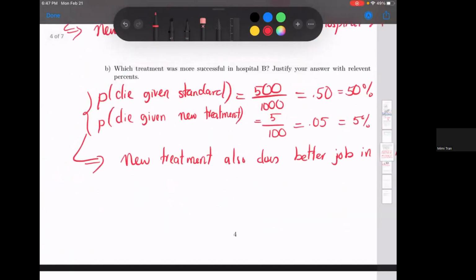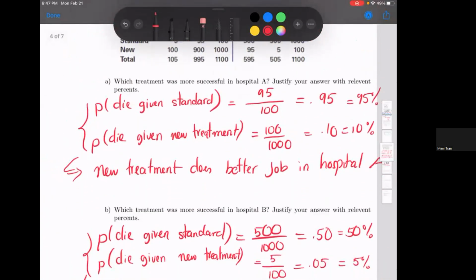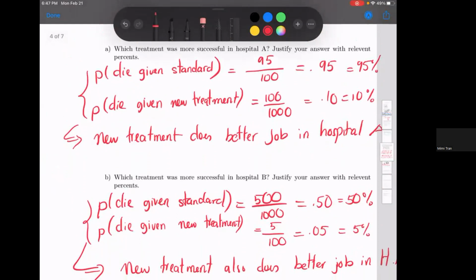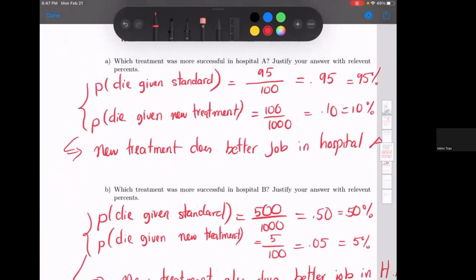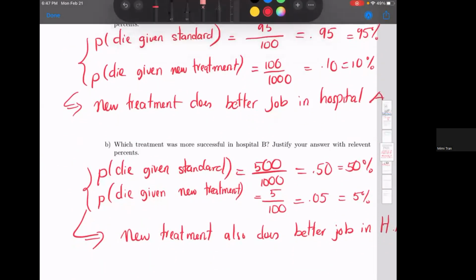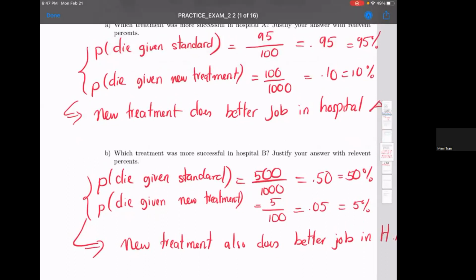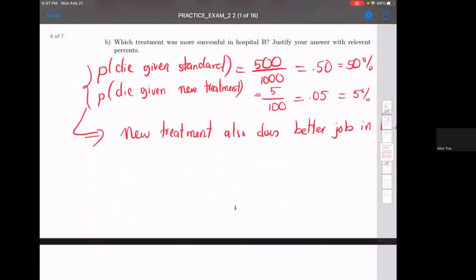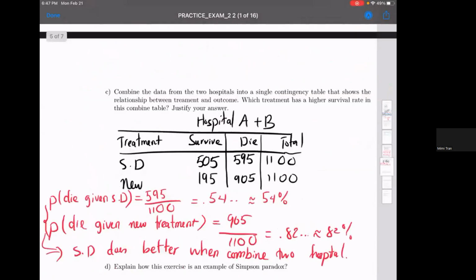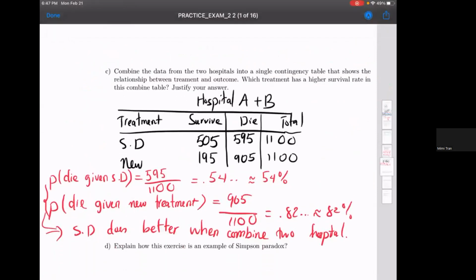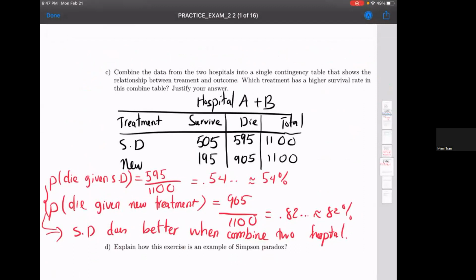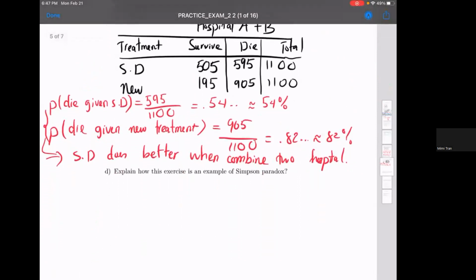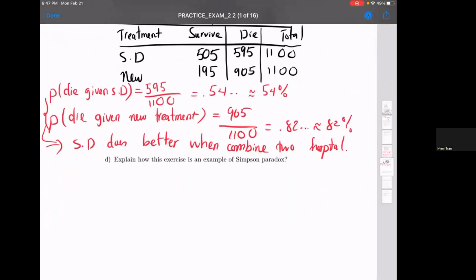So let me recap. Part A and Part B prove that the new treatment does a better job. Fewer people die, so yay, new treatment. But when I combine the two data sets, I have the opposite result. More people die with the new treatment. So this is an example of Simpson's paradox, but how would you put it in words? Tell me how you put it in words.